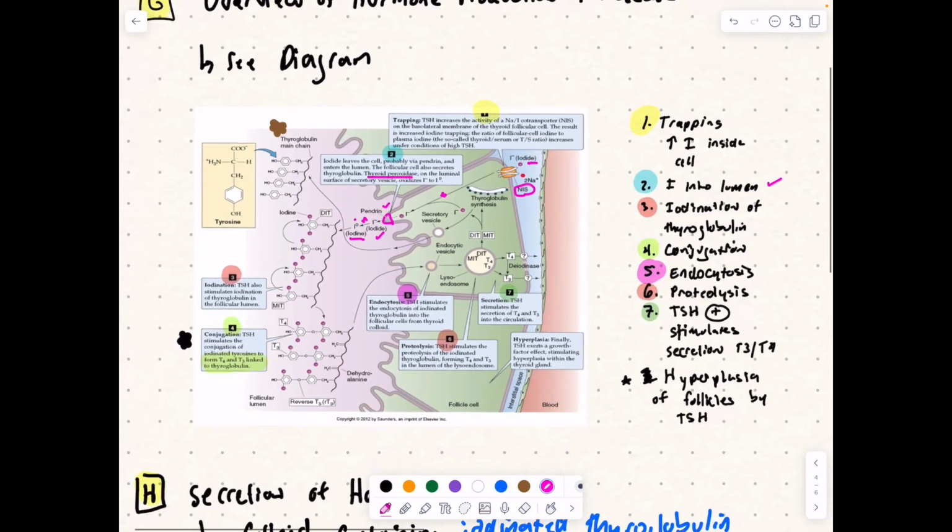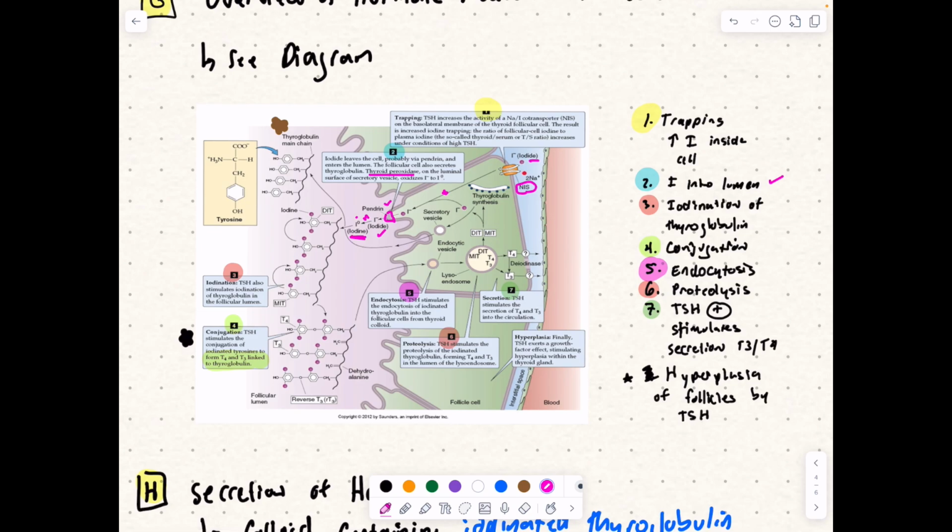Now that we're in the lumen as iodine, we have our thyroglobulin in the lumen, which we usually see here, and it's so nice because it has all of these tyrosine residues on it, right? And look at those nice places where we could attack it with an iodine. And so now we have iodination. Thyroid stimulating hormone also stimulates iodination of thyroglobulin. So you're going to have the formation of a monoiodinated tyrosine on this thyroglobulin backbone, the main chain of the thyroglobulin.